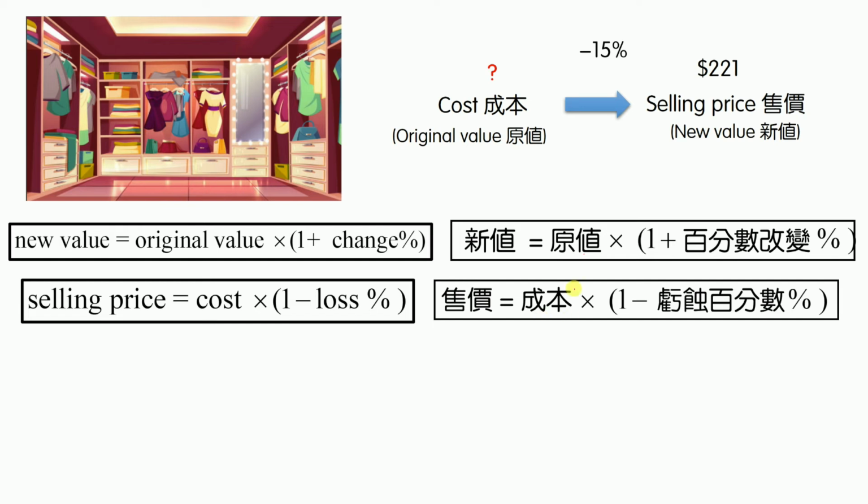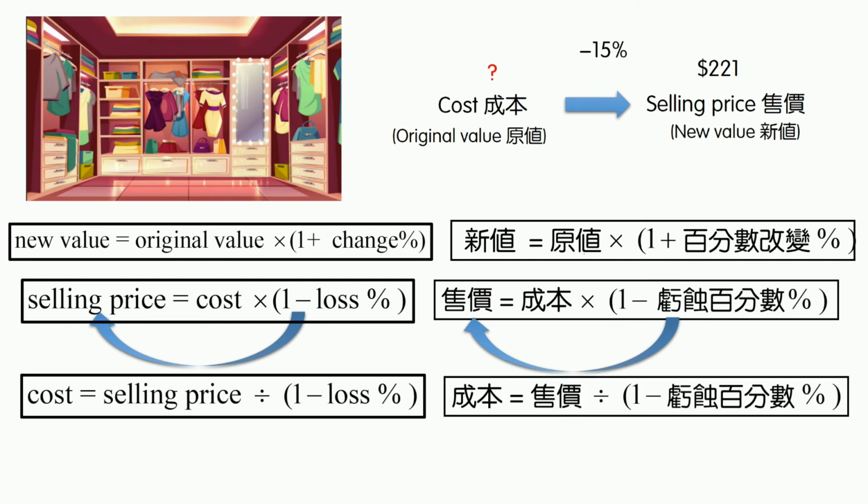If we would like to find out the cost, all we need to do is move the terms, changing it into this form. That way we can find the cost. Plugging in the numbers, you would calculate the cost to be $260.